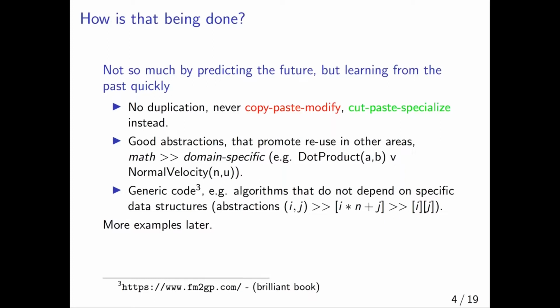And also by trying to write generic code. If you want to look at what is meant by generic code, there's a brilliant reference here. But for example, we're talking about algorithms that do not depend on specific data structures. So abstractions, i.e. some matrix, is much better than manually handling the memory layout or having arrays of arrays or something like that. And there will be more examples of that later.